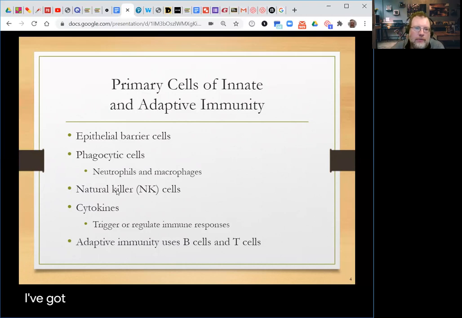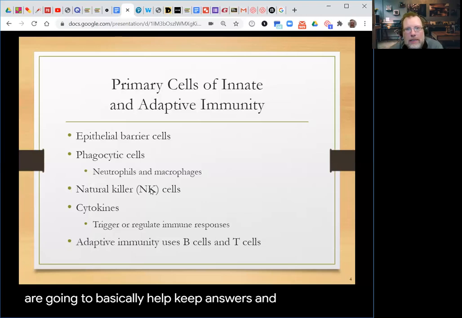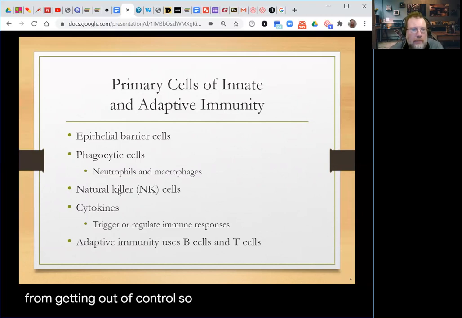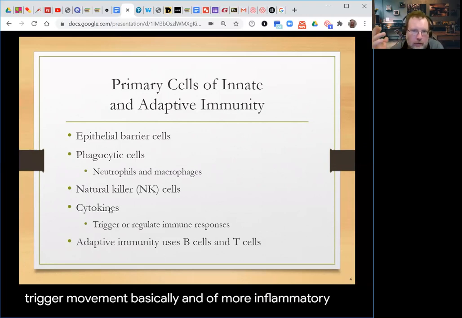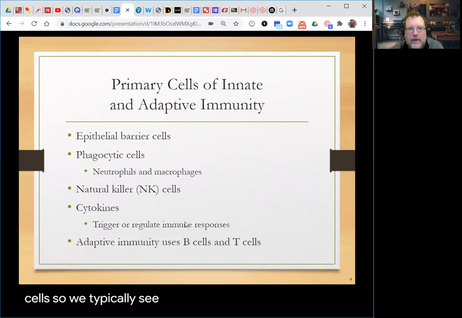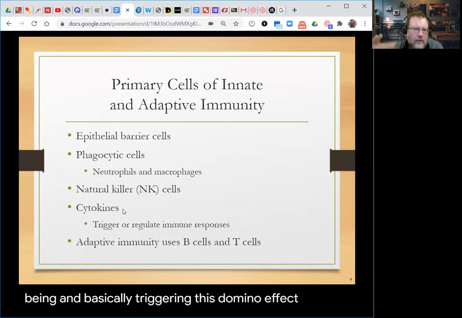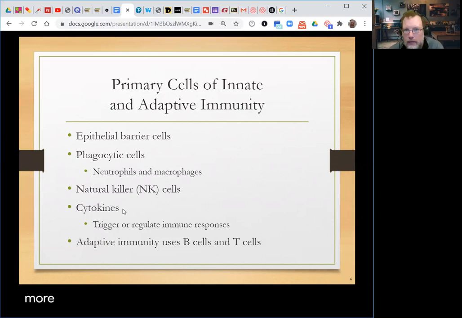Again, here in a few minutes, I've got a couple slides that we'll talk about NK cells. These are going to basically help keep cancers and hypermitotic cells from getting out of control. So we'll take a peek at those. And then cytokines. Kine, of course, has to do with movement. Cyto means cell. So cytokines are going to trigger some sort of immune response. They're going to trigger movement, basically, of more inflammatory cells. So we typically see cytokines coming in and triggering this domino effect of recruiting more self cells to come fight the infection.